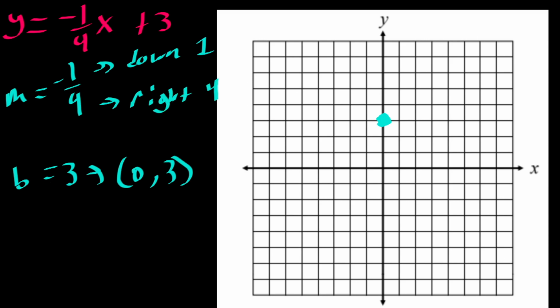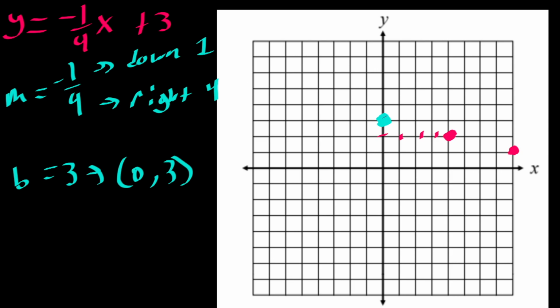So down 1, right 4. So watch what happens. Down 1 over 1, 2, 3, 4. And there's my point. Now, let's say I want to do it again. Down 1 over 1, 2, 3, 4. There's another point. Now, let's say I wanted to make more points, but I'm running out of room over here.